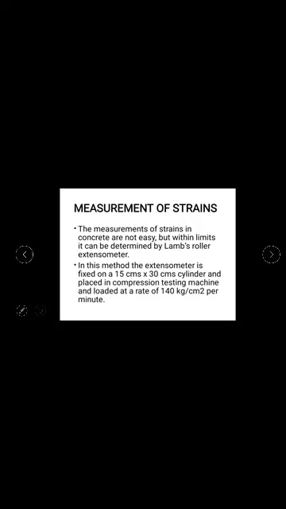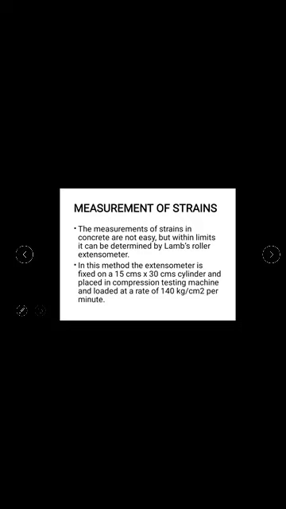and this specimen is placed in the compression testing machine, and on this machine the loading rate is 140 kg per centimeter square per minute, and the load on the cylinder is increased gradually until it reaches 1/3 of the characteristic compressive strength of the cube plus 7 kg per centimeter square. So the load will start at a rate of 140 kg per centimeter square, and the loading is stopped when it reaches 1/3 of the characteristic compressive strength of the cube plus 7 kg per centimeter square. And then this load is held for 1 minute.